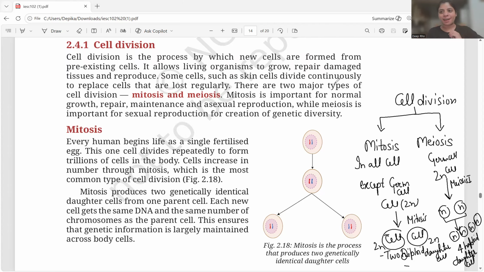So today in this class we are going to do cell division, the different ways in which a cell divides. The second topic which we are going to do is cell theory, and the third part is what happens when a cell undergoes uncontrolled growth. Let's start the class with cell division.